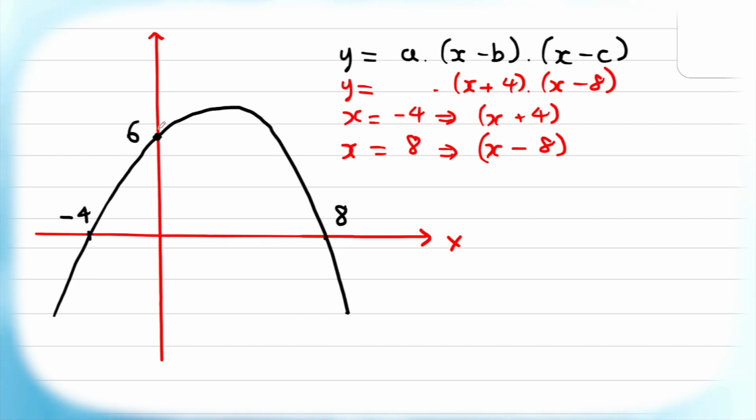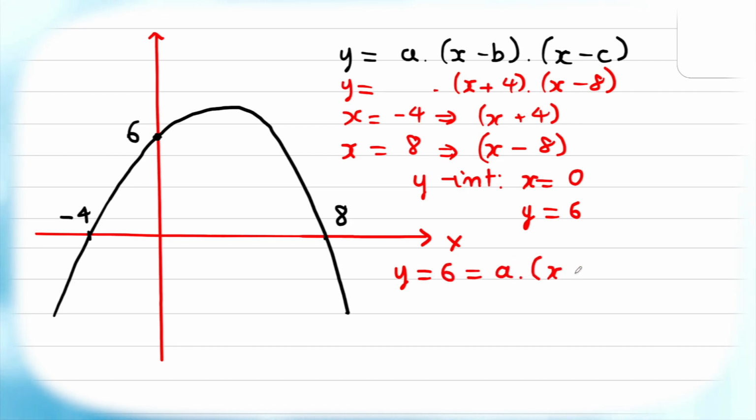About the value of a, based on the graph here, we have the y-intercept is 6. Because the y-intercept is 6, it means x equal to 0 and y equal to 6. So y equal to 6, you get a here, x plus 4 here, and x minus 8 here. So 6, and we got x equal to 0.